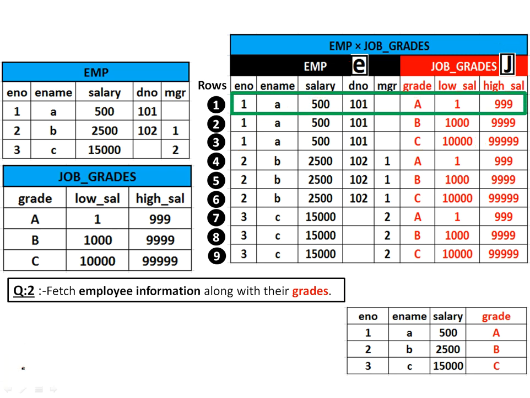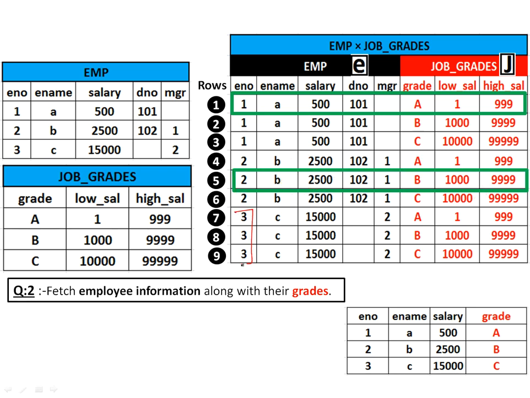Similarly, I called employee number 2. What have you done? Sir, I joined with all grades. Please don't do that. Please stay with your grade only. My salary is 2500. Is it between this? No. So this one I don't require. My salary is 2500. Am I between this? Yes, so please keep this. And the next one also, remove it. Then I require this.